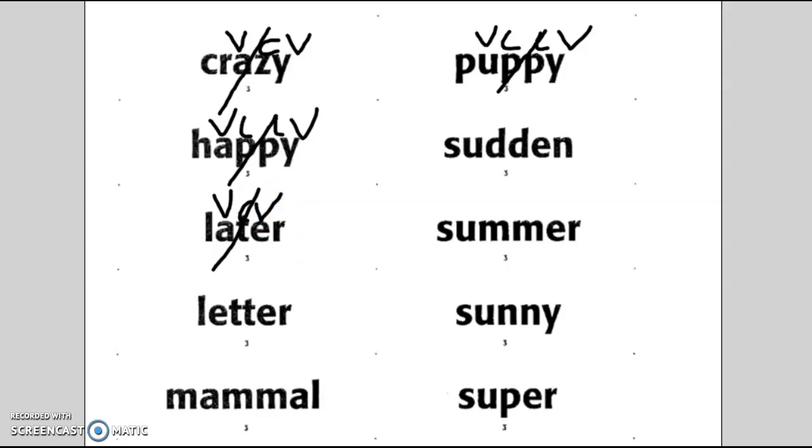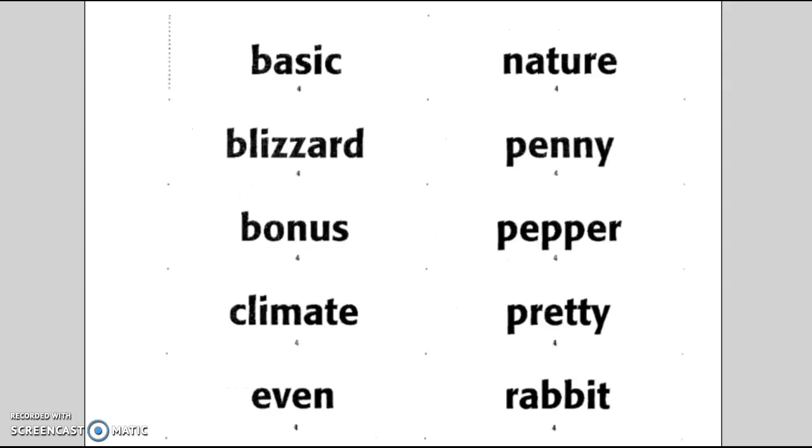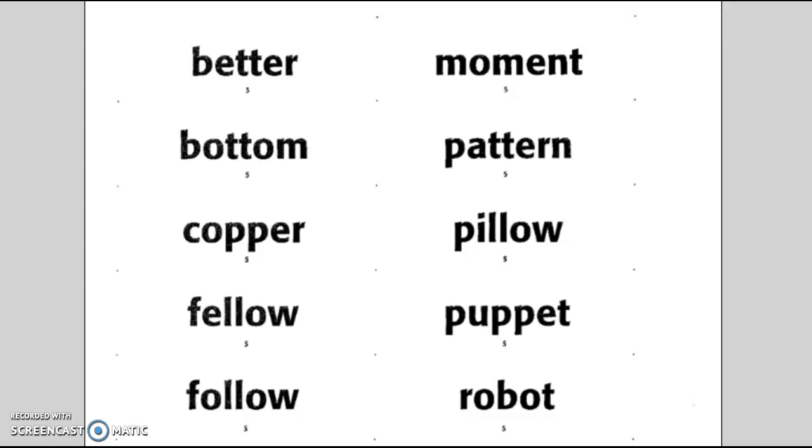Third graders, your assignment is to finish this page in your packet along with this one and this one. Divide each word into syllables and then label with either the vowel, consonant, vowel pattern or the vowel, consonant, consonant pattern. When you are finished, save your word study packet in your reading folder.